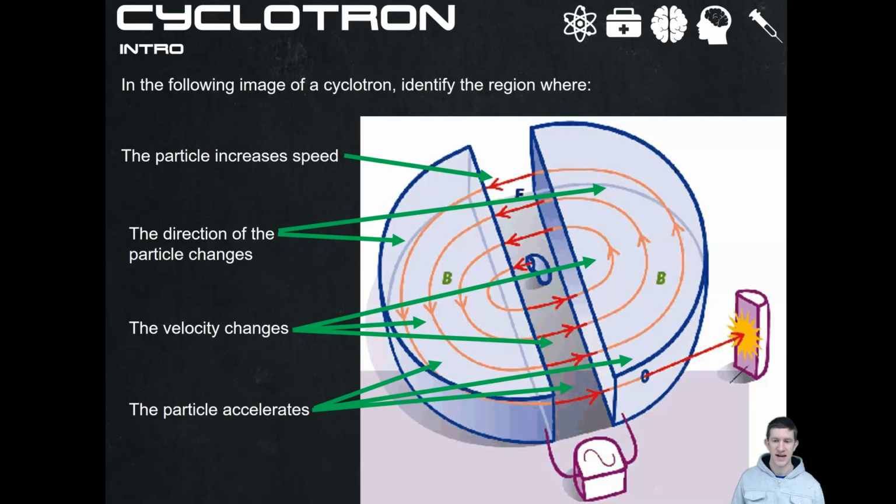Where does it accelerate? Again, it's accelerating in all three technically because either its speed or its magnitude is changing or its direction is changing. So if we're just talking about speed and direction, then we've got in the Ds and outside the Ds. If we're talking about velocity and acceleration, then that occurs in every aspect of this.